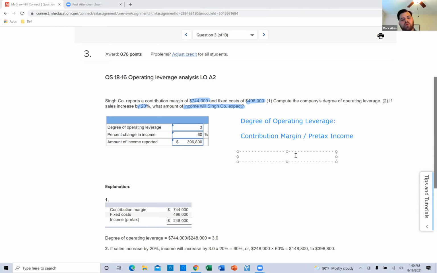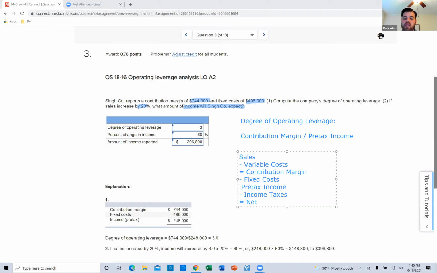So the way this works is we take our sales minus our variable costs, and that will give us contribution margin. We then back out our fixed costs. This gives us pre-tax income. We then back out our income taxes, and that will give us net income.